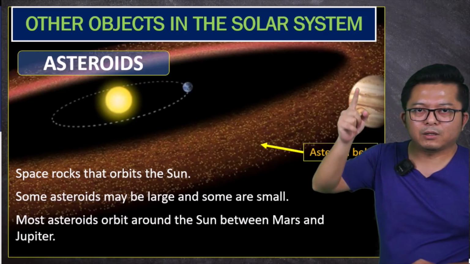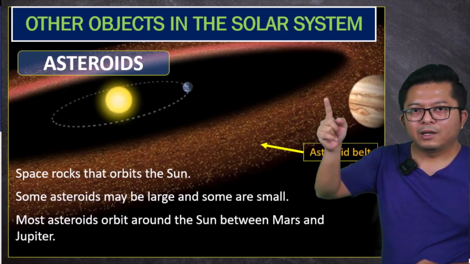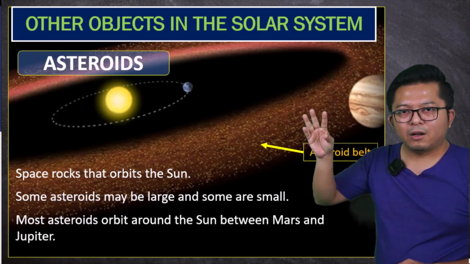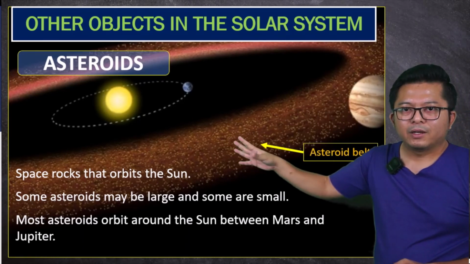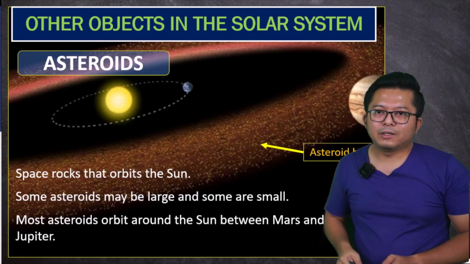This is the asteroid belt. Why do we call it the asteroid belt? Because there are lots of asteroids here. There are lots of asteroids and they orbit around the sun.